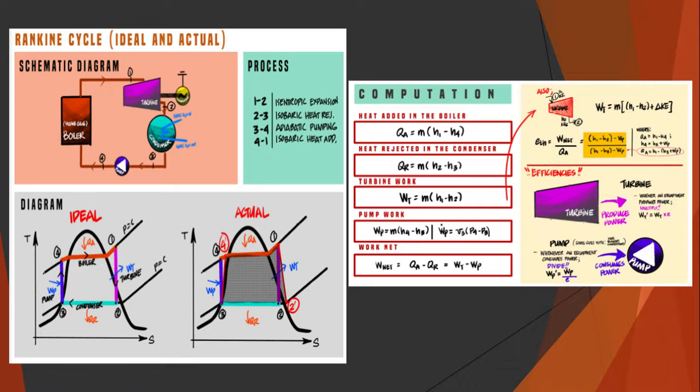In this part, the ideal and actual diagram of a steam power plant was also shown. Also, the schematic diagram and its process. The process is 1 to 2 isentropic expansion, 2 to 3 isobaric heat rejection, 3 to 4 adiabatic pumping, 4 to 1 isobaric heat addition. Next po.